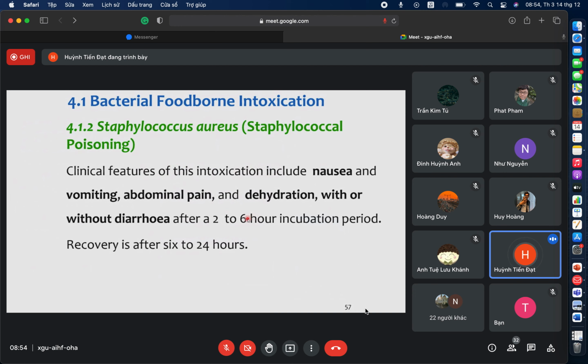Some clinical features after this intoxication include nausea and vomiting, abdominal pain, dehydration, with or without diarrhea. But mostly it involves vomiting and dehydration, because with vomiting we lose fluid as well.